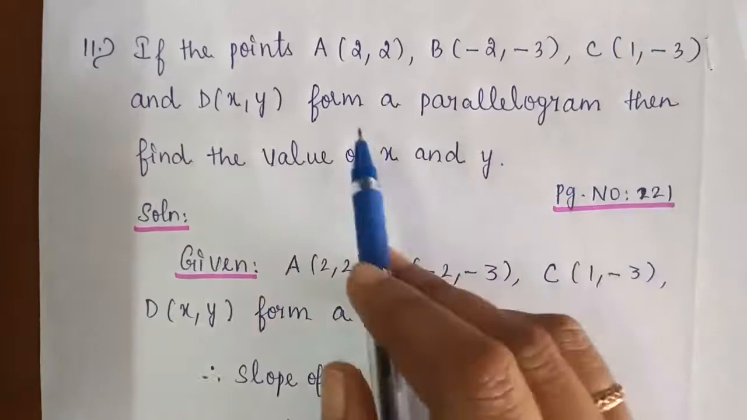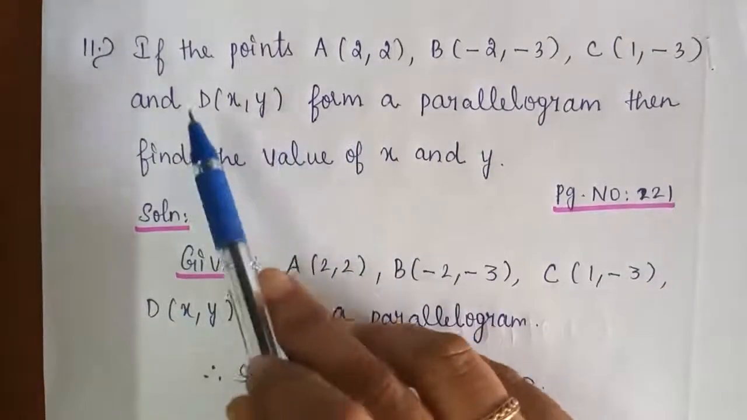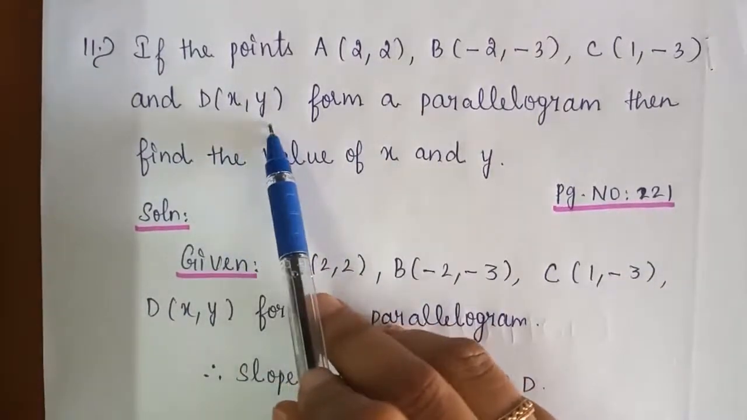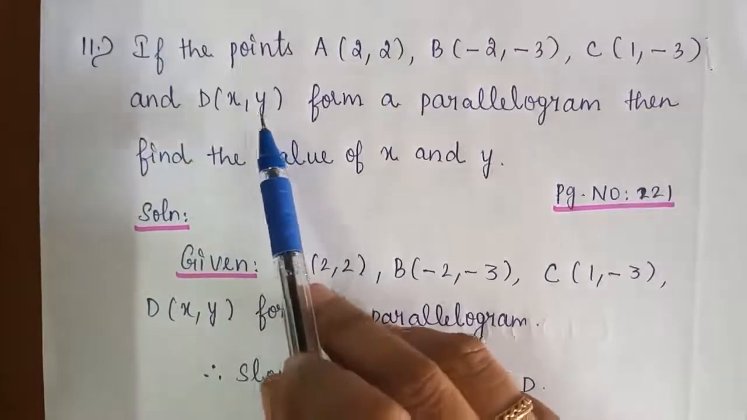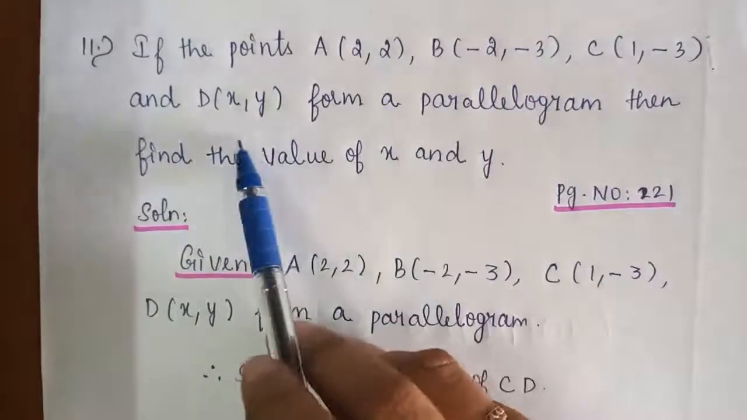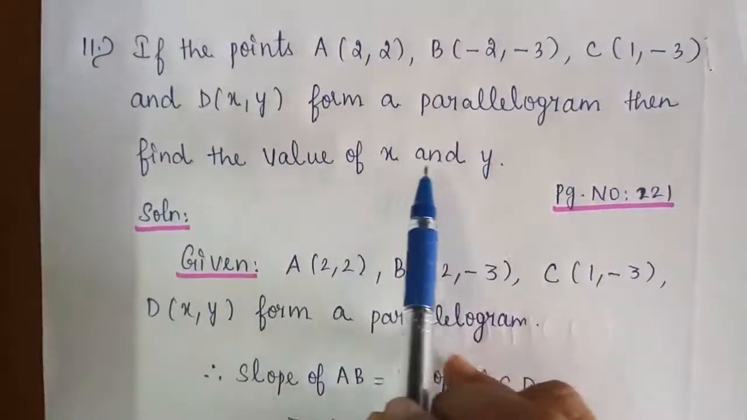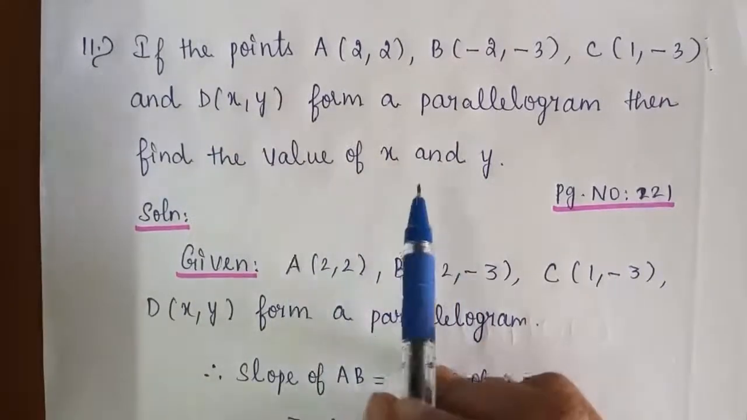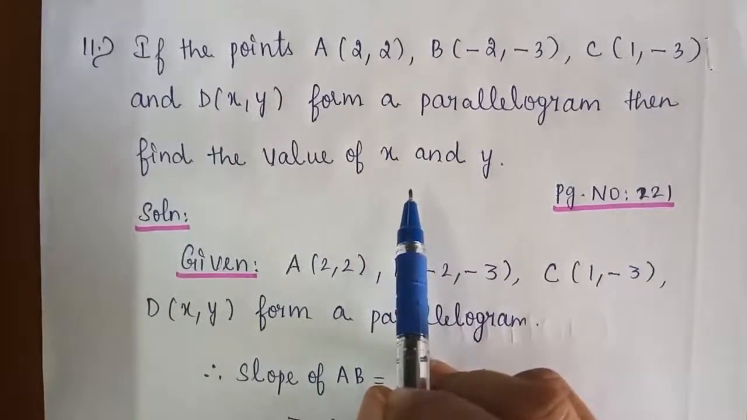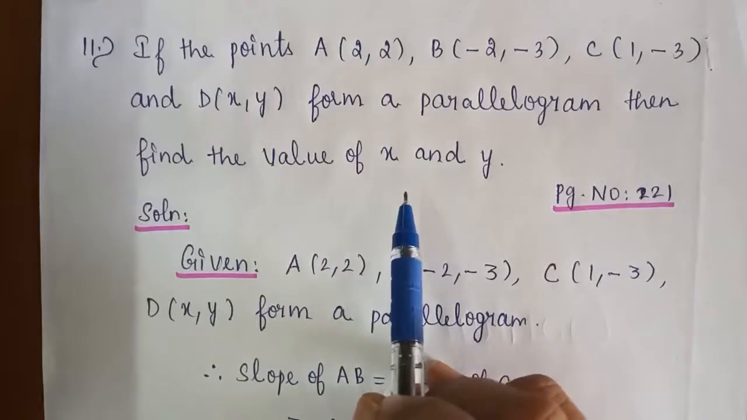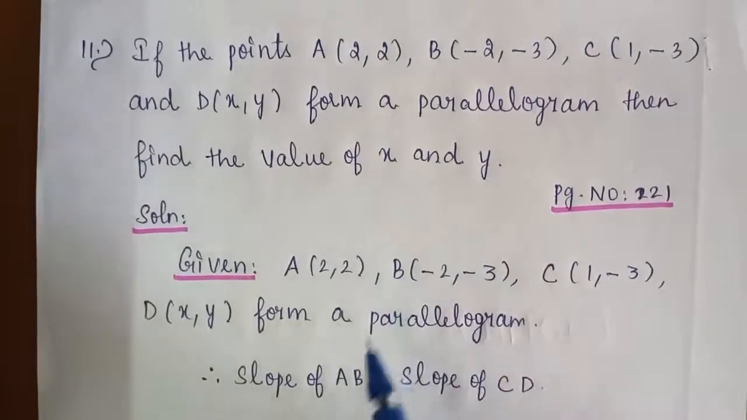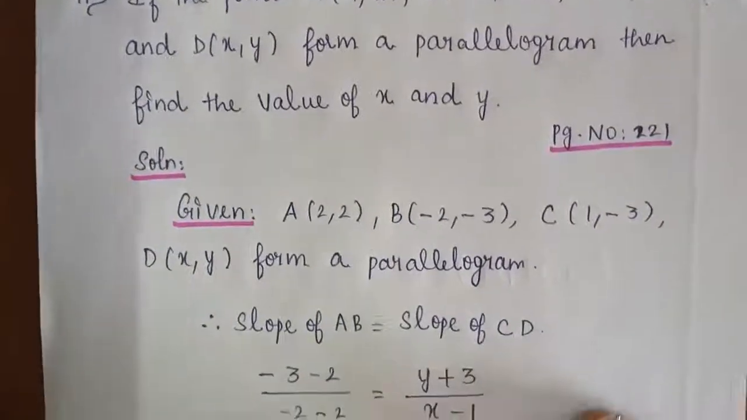Here the 4 points are given, but we don't know the values of x and y. The question itself says that the 4 points form a parallelogram, and you have to find the values of x and y. In the previous problem the points were given and you just had to find whether the 4 points formed a parallelogram or not. So here you have to equate the slope of AB and the slope of CD.